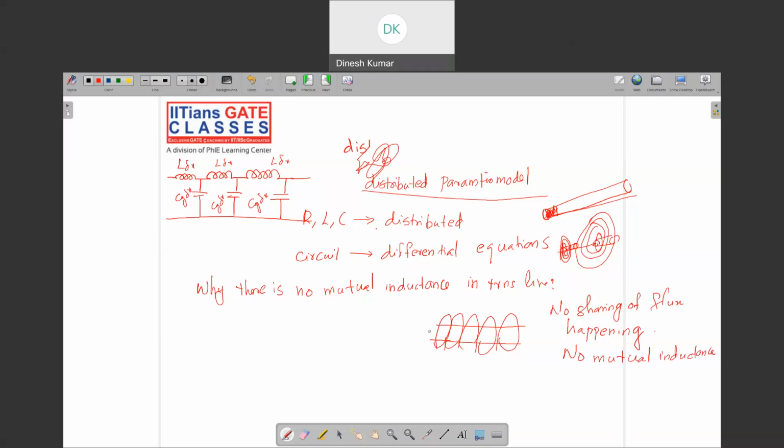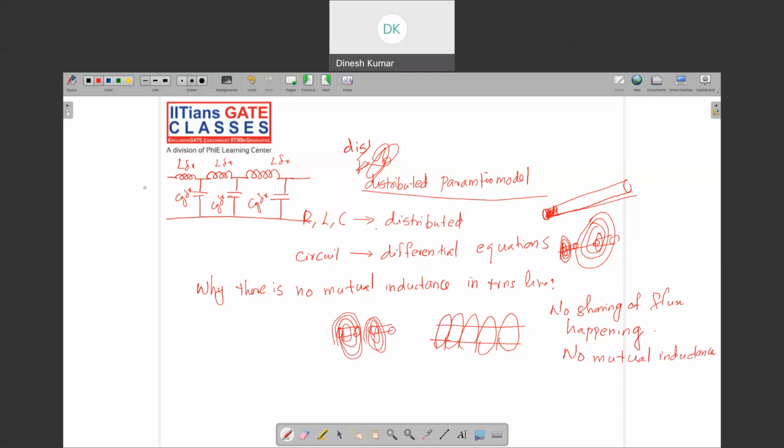Since there is no sharing of flux, because the flux due to this small element is concentrated only on that element, like this. It is not touching the other element. The other element will be like this, so it does not touch here. So that means there is no mutual inductance.